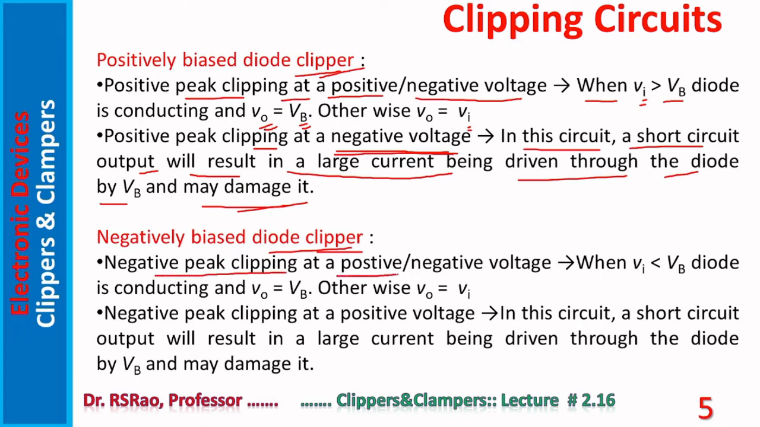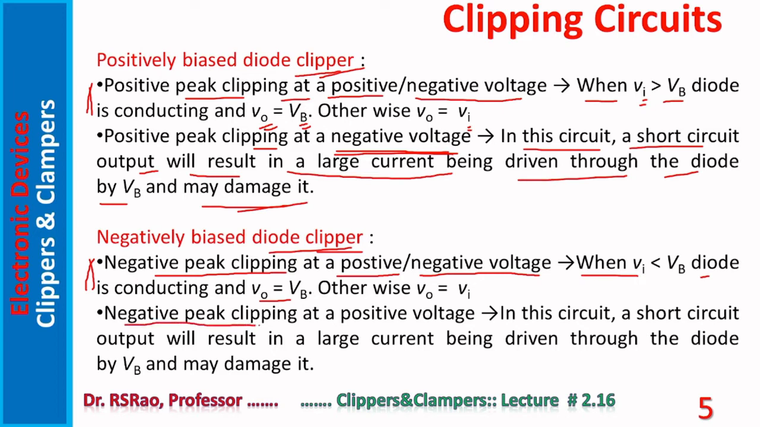Now, negatively biased diode clipper. Negative peak clipping at a positive or negative voltage. When VA is less than VB, diode is conducting and output voltage is equal to VB. Otherwise, V0 is VA. This point, first point here, first point in the previous case also, it is mentioned in the beginning of the discussion on clippers. When diode is conducting, output is VB. When it is not conducting, output of the clipper is input voltage. This is the basic point, fundamental point to understand the functioning of clipper circuits.